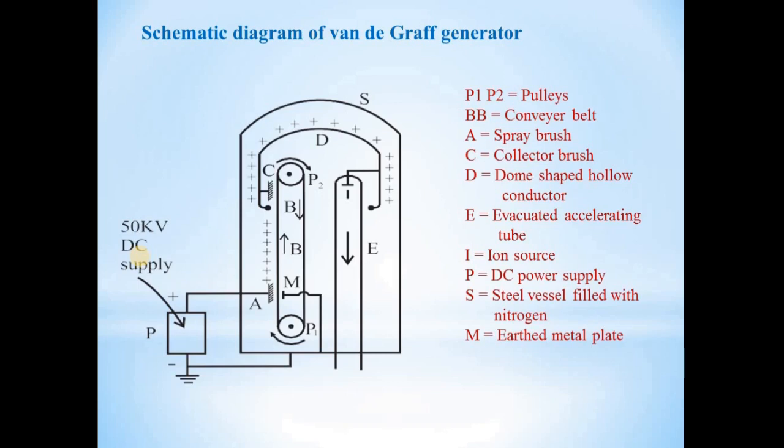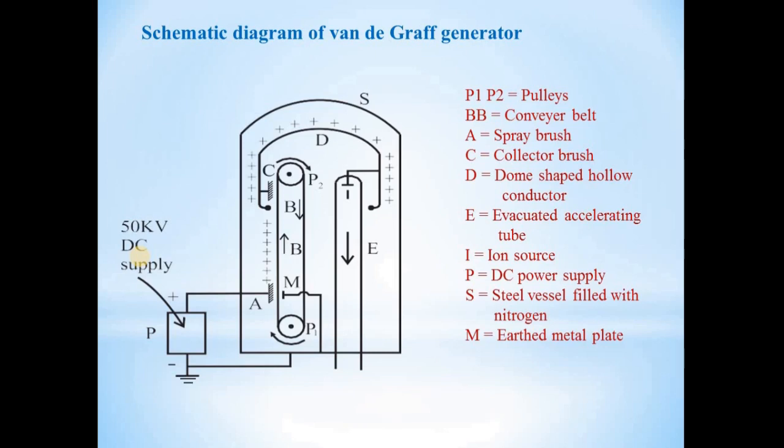Now see the working of that Van de Graaff generator. The electric motor connected to the pulley P1 is switched on, which begins to rotate, setting the conveyor belt into motion. The DC supply is then switched on. From the pointed ends of the spray brush A, a positive charge is continuously sprayed on the belt. When charge is sprayed over the belt, that charge is carried from brush A to brush C.